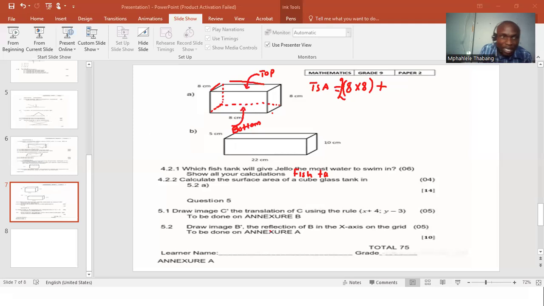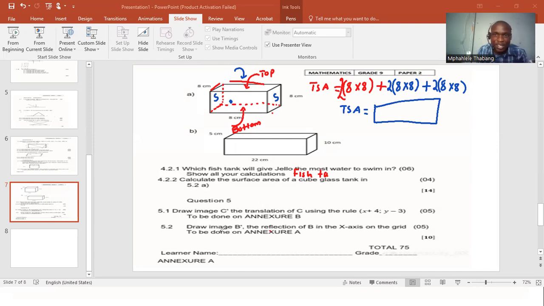And then the other ones, we have the rectangle on this side and also on that side. They also have the same area, so it's 8 times 8, and they are 2. Plus, the other ones are this side and the other one that side, which is still 8 times 8. They are 2. So the total surface area equals, you just press your calculator. You'll get the total surface area.